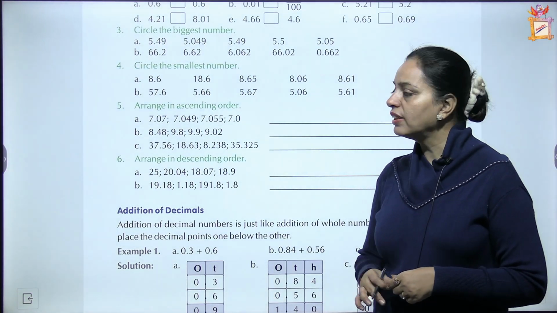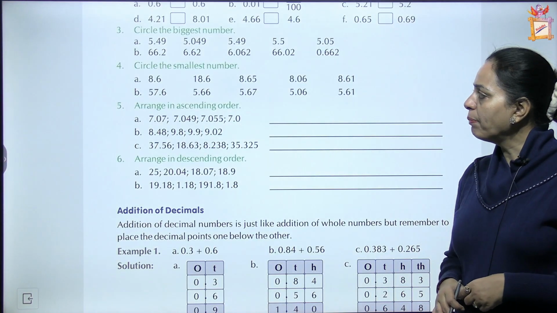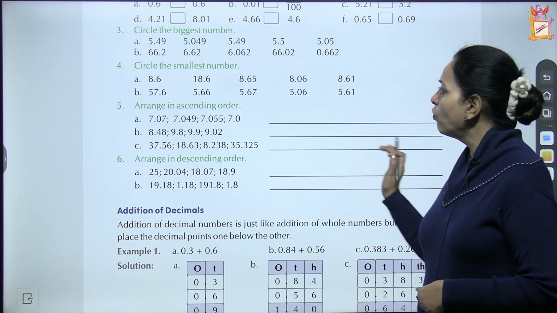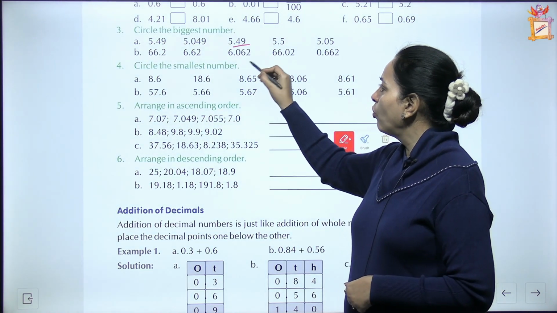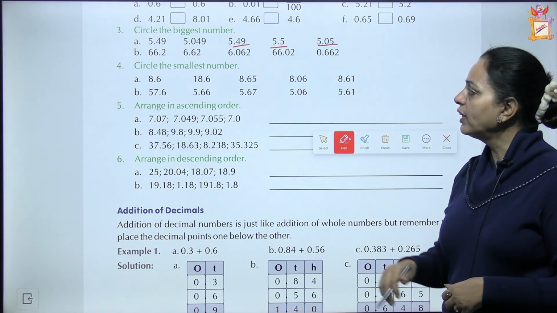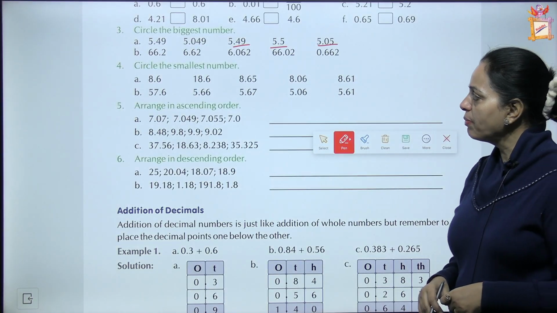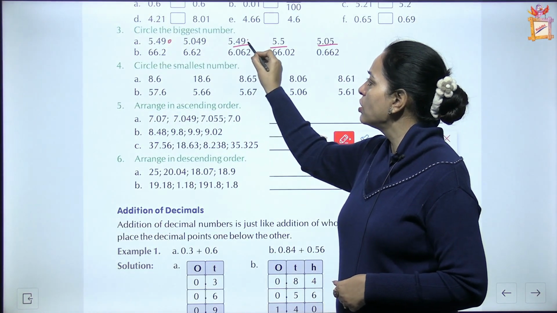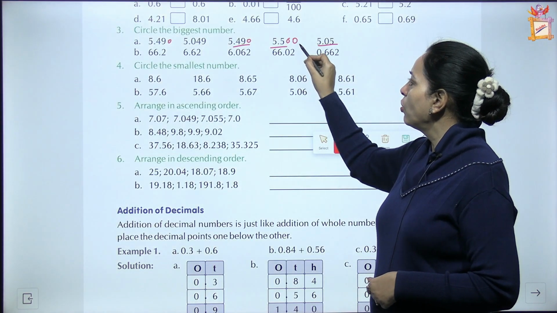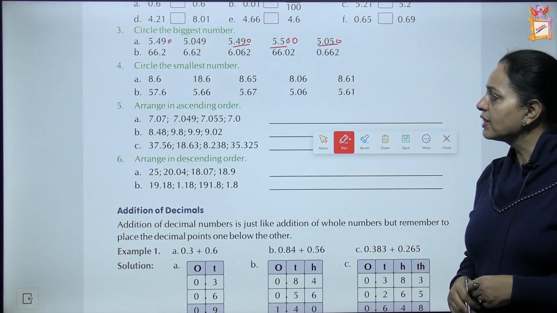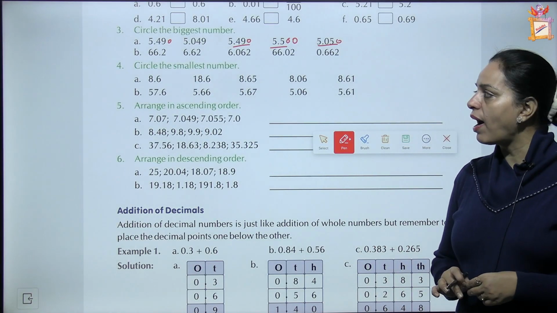The third one, circle the biggest number, like A part, 5.49, 5.049, 5.49, 5.5 and 5.05. So first make them like decimal. So this is here 0, 0, 2 0 and 1 0. So now do the comparison of the whole number part same.